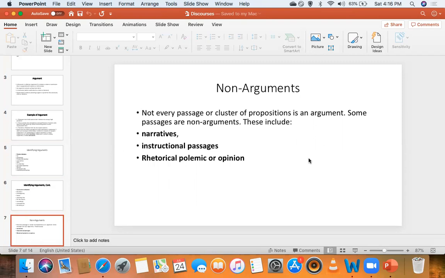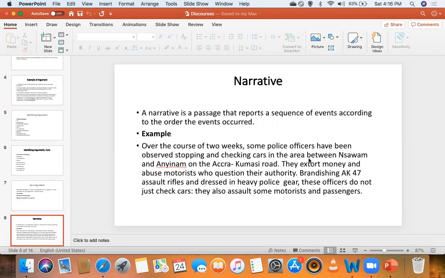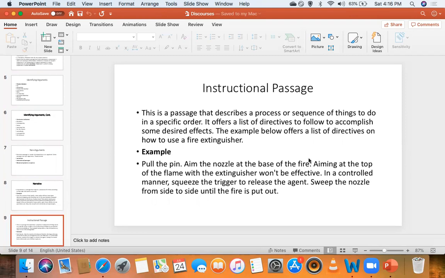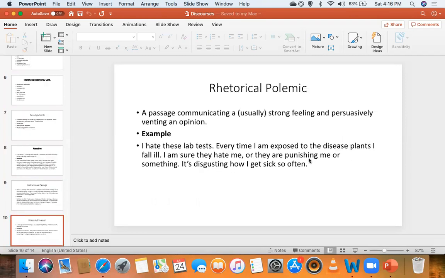which are narratives, instructional passages, and rhetorical polemic. Narrative is a passage that reports a sequence of events. An instructional passage is a collection of imperative statements. Rhetorical polemic is a passage communicating strong feeling. We said rhetorical polemic could contain claims, just like arguments, but whilst claims in arguments are supported by premises bearing reasons or information, claims in rhetorical polemic are surrounded by emotive expressions.